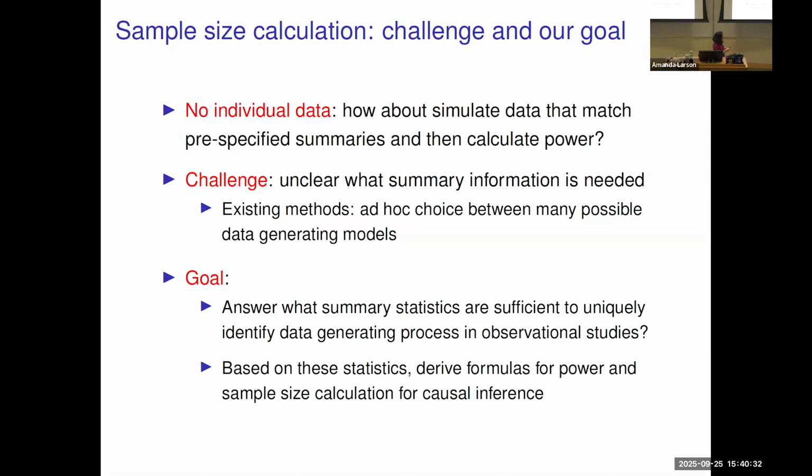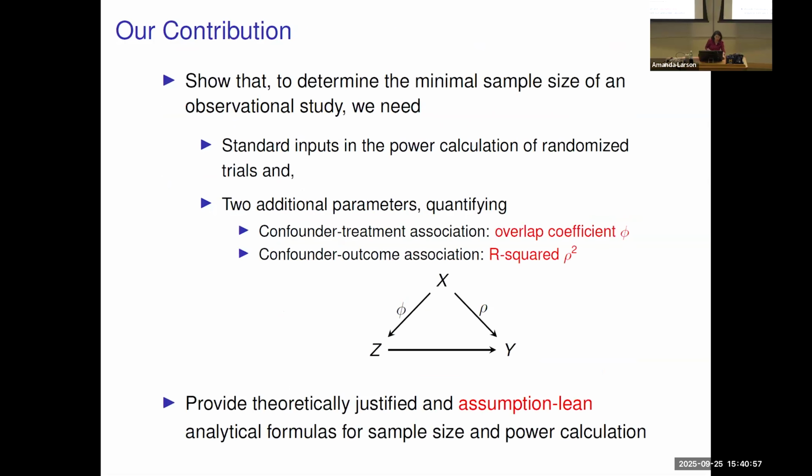So what I try to do in this study is answer the question: what summary statistics are sufficient to uniquely identify the data generating process in an observational study without too many assumptions? The second is, of course, with those statistics, I want to come up with an analytical formula for you to use. It turned out to be a very fun journey. I'm not sure whether I have enough time to talk about all the details, but I can give you our answer, and show you what we have found.